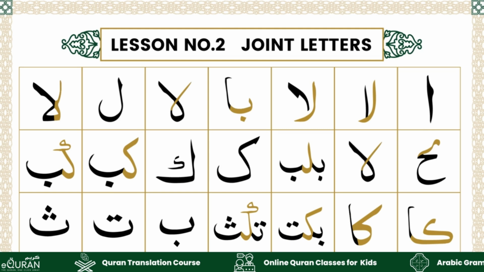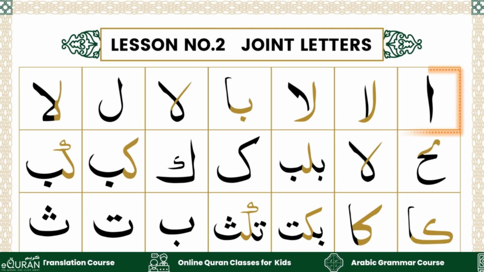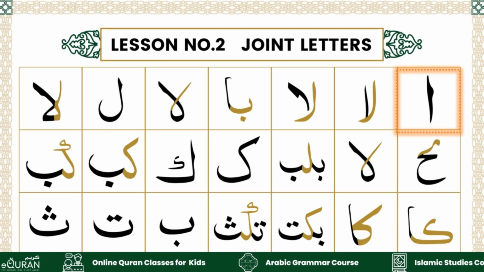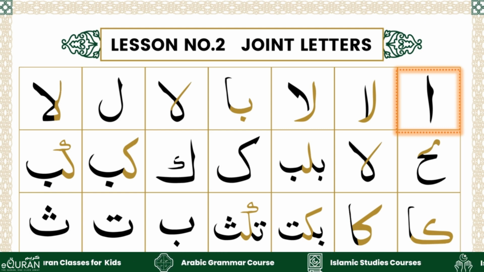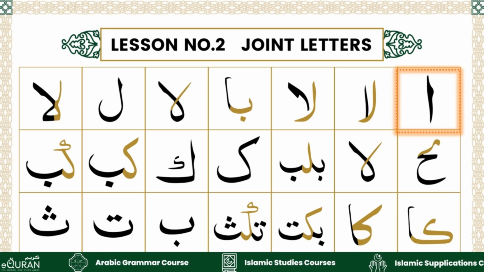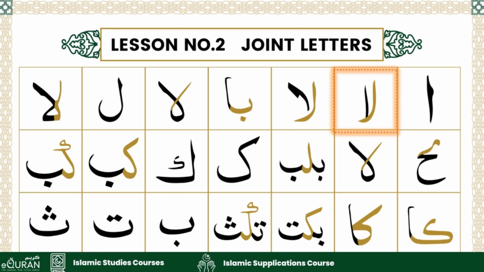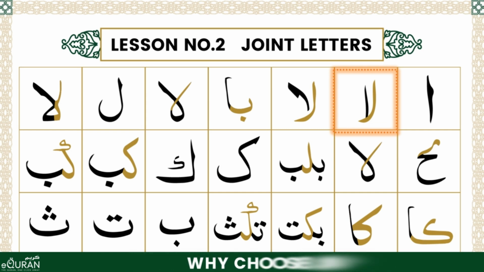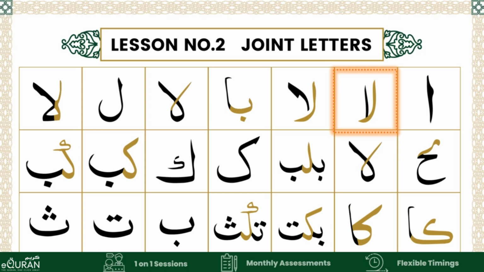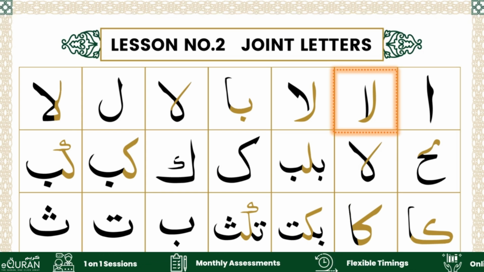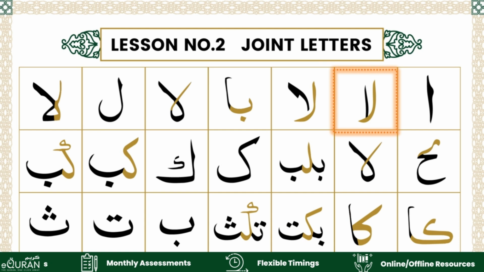The second lesson's name is joint letters. We can see here the first one is a single letter, telling us this is a single letter: Alif. After that the second one is Lam. Alif, Lam: we will stretch it for 3 seconds, and Alif we will say quickly, from the emphasis of our mouth. So this is the Lam Alif joint shape. There are five different structures and five different shapes of Lam Alif.